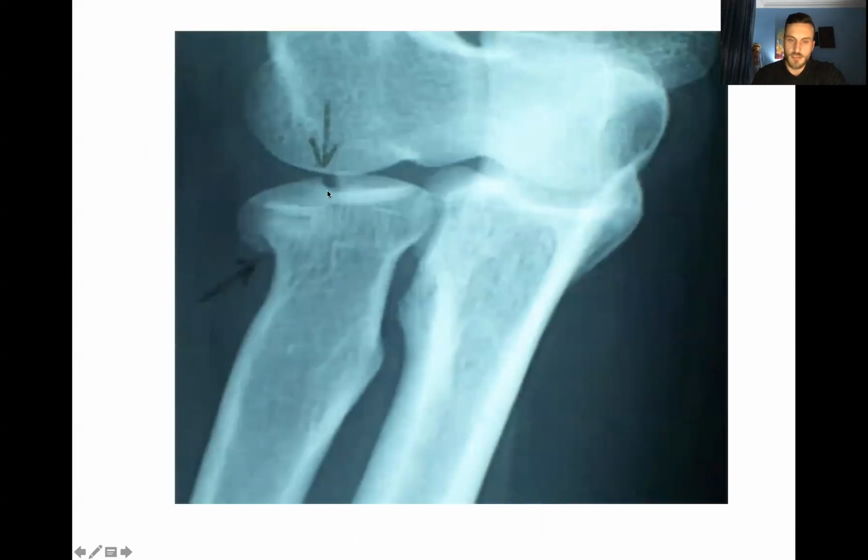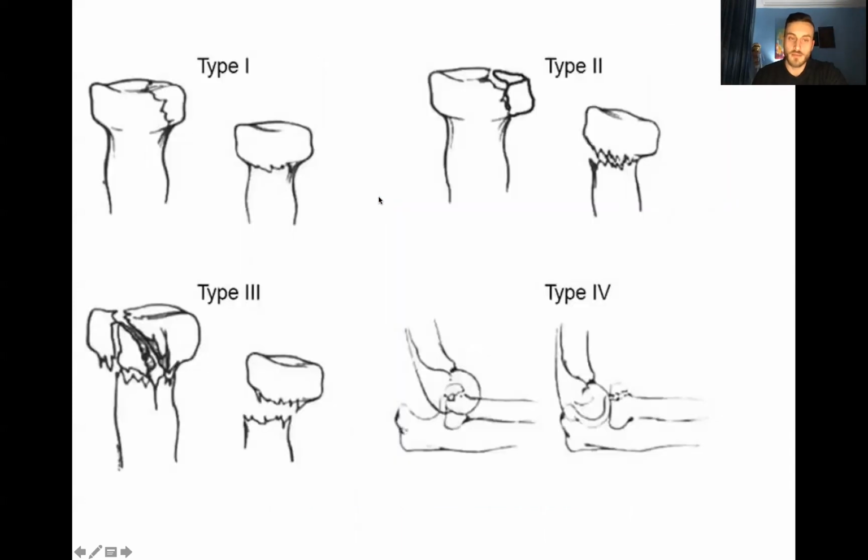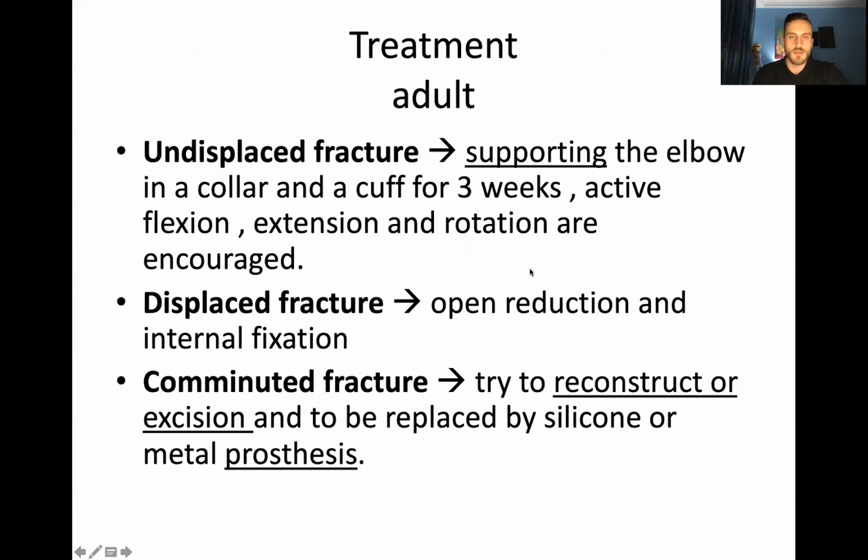This is an X-ray showing the fracture of the radial head. And there is a classification for radial head fractures. It's called the Mason classification. Type 1 non-displaced, type 2 partially displaced or in the neck, type 3 comminuted, type 4 there is dislocation of the elbow. So in treatment, non-displaced, back slab. Displaced, intra-articular fracture, open reduction, internal fixation, anatomical reduction, and rigid fixation.